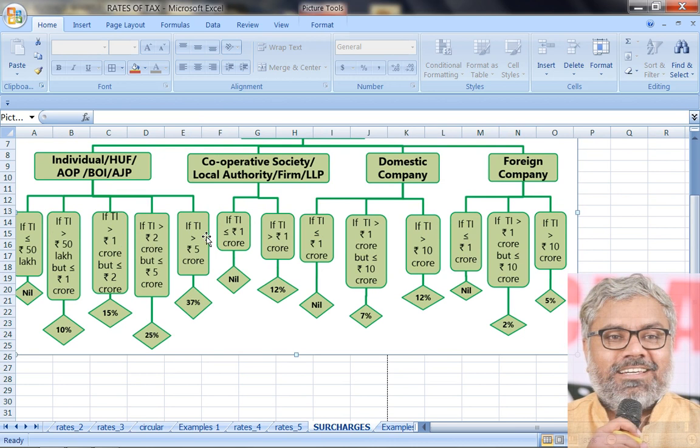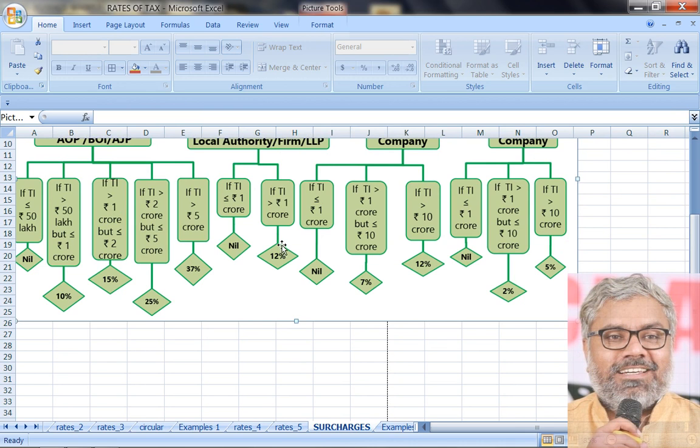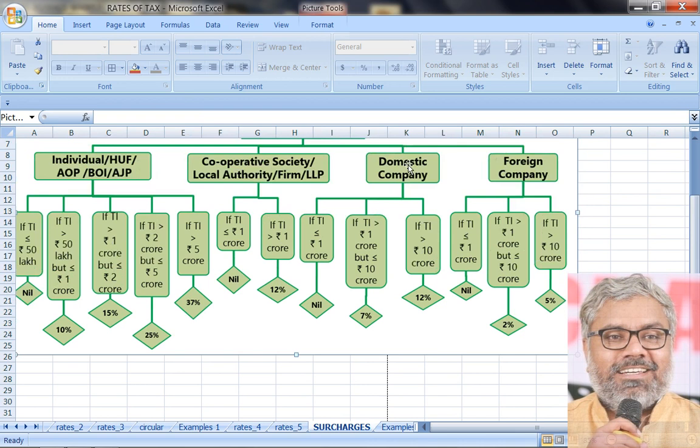Then why this 1 crore? Only condition checking. If the income is not exceeding 1 crore, no surcharge. Income exceeds 1 crore, 12% surcharge on income tax. For whom? Cooperative society, local authority, firm and LLP. So that is very simple. Only one rate is there, that is 12%. You have to remember the threshold here. The threshold here is 1 crore. Up to 1 crore no surcharge. After 1 crore, 12% of income tax is considered as surcharge.